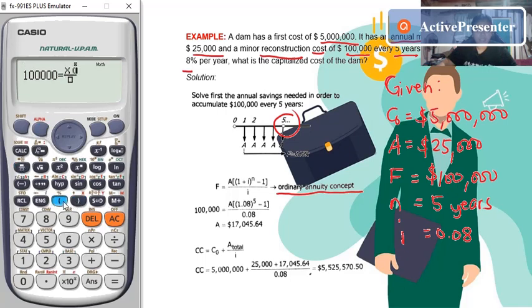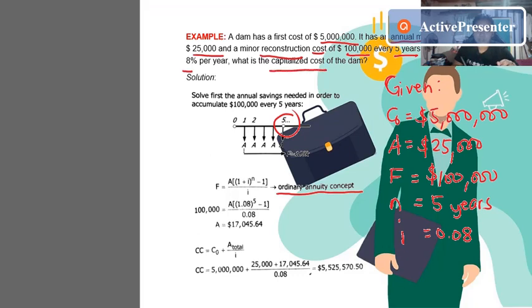So we have A times 1.08 raised to the number of years 5, minus 1, divided by our interest, which is 0.08. Solving for A, our A will be 17,045.64 US dollars. Since what the problem asks for is the capitalized cost, the formula is C0 plus A total.